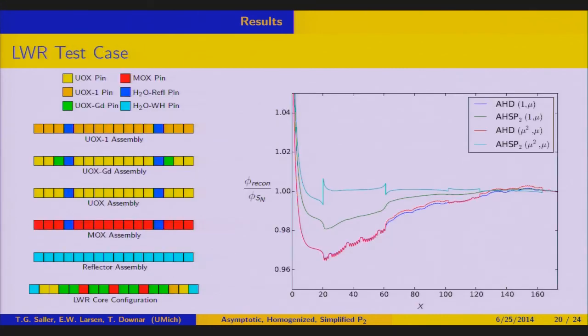I thought this was interesting, though only to me. This was another test problem that's supposed to represent a light water reactor core, so it has a bunch of different assembly types. You've got some gadolinium in there as a burnable absorber, and you have mixed oxide fuel and uranium oxide fuel. What we see here is that the choice of discontinuity factor doesn't really matter for diffusion, but for SP2 you can get a lot better results with higher order, so mu squared, discontinuity factors, even though you get some weird jaggedness in there.